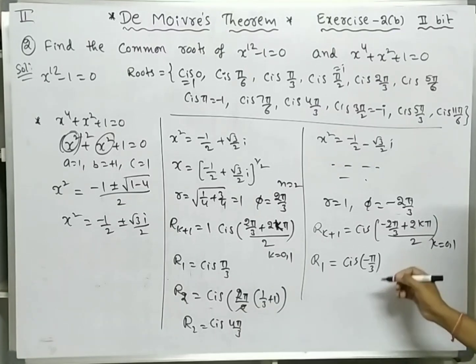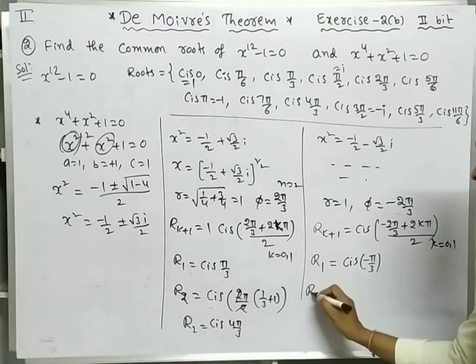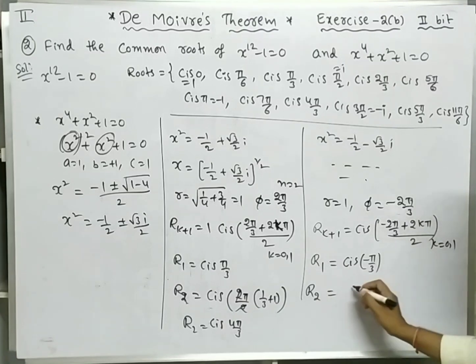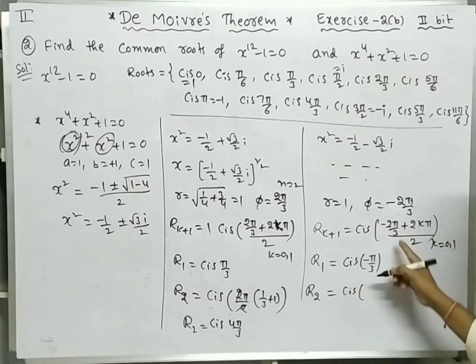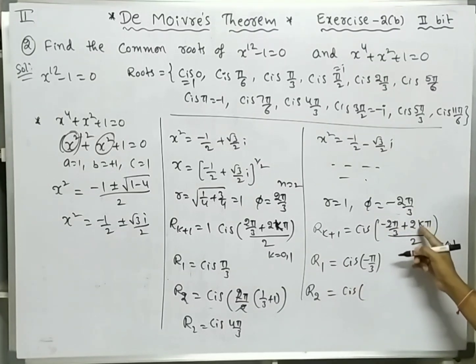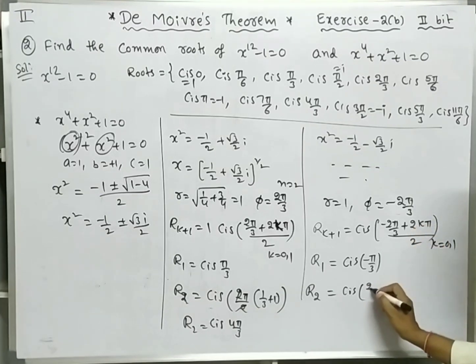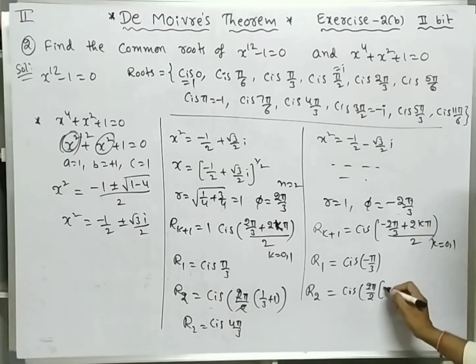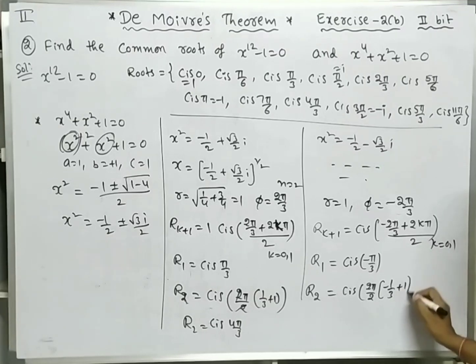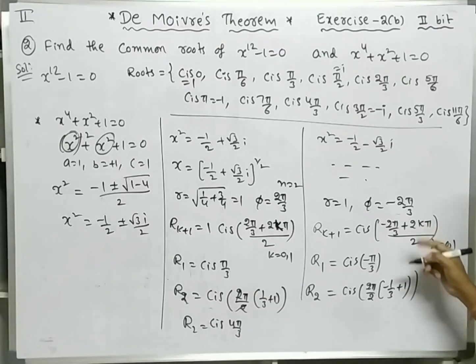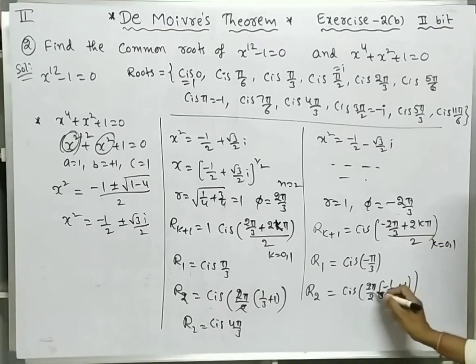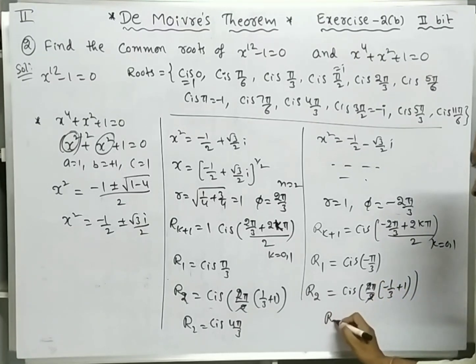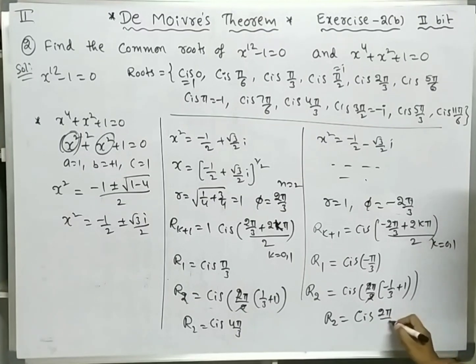Next, the second root, k is equal to 1, right? So k equal to 1 means 2 pi is common, 2 pi by 2 is common, here minus 1 by 3 plus 1 is remaining. So 3 minus 1, the 2 cancels, we will get cis 2 pi by 3.